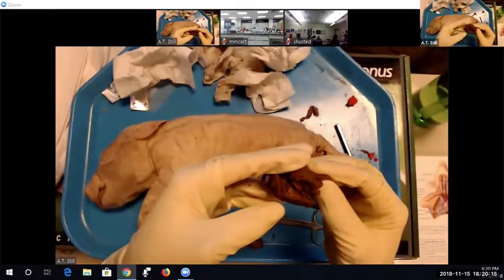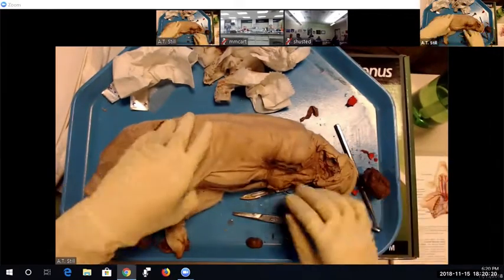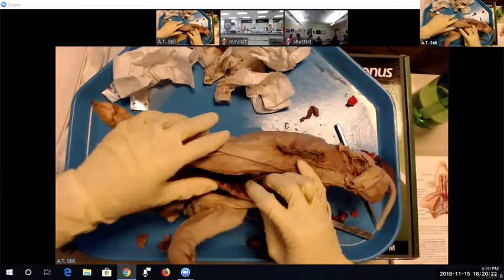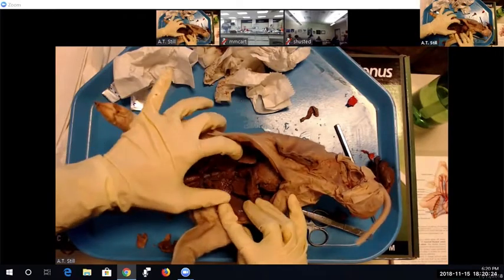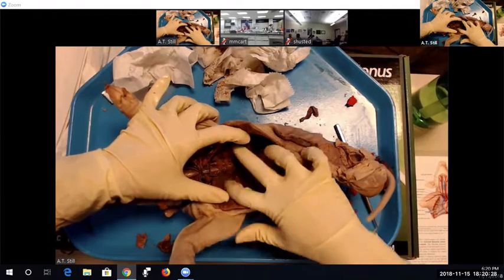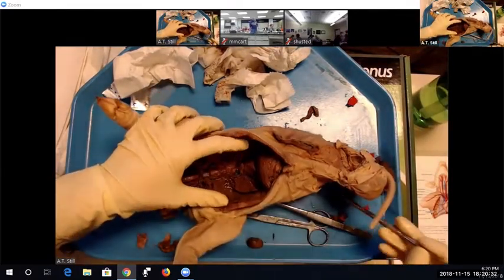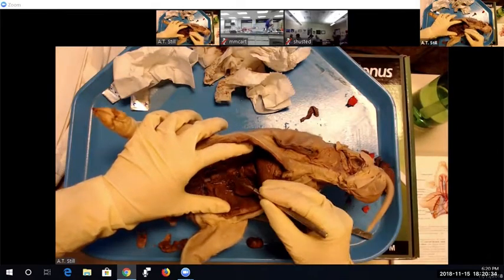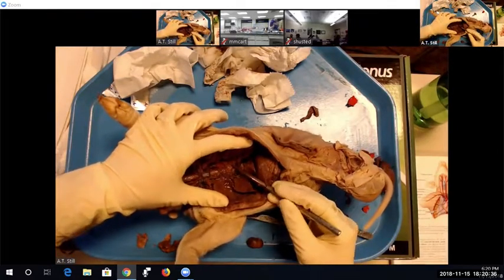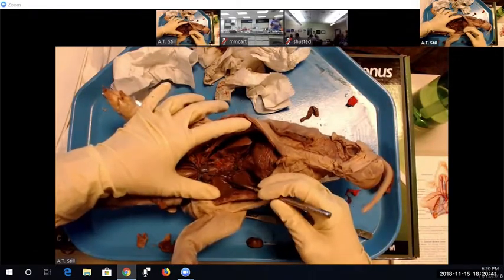Okay, so the last thing that you guys can do if you would like to is go back into the thoracic cavity of your pig and just look at the vessels that are left in the thoracic cavity there. So you should see the superior vena cava, inferior vena cava, the aorta, and then the vessels that connect the heart to the lungs and the lungs back to the heart.